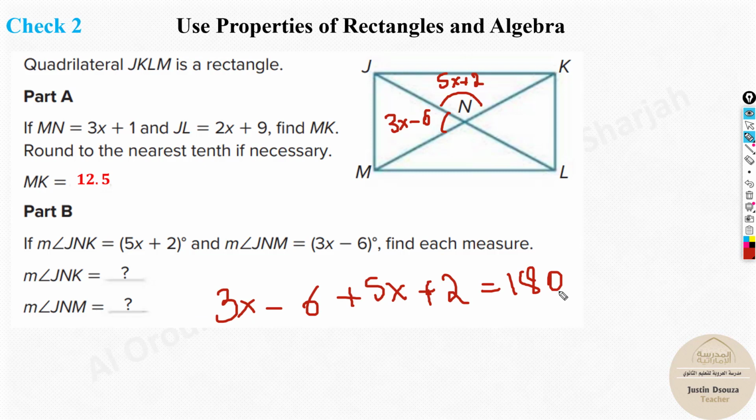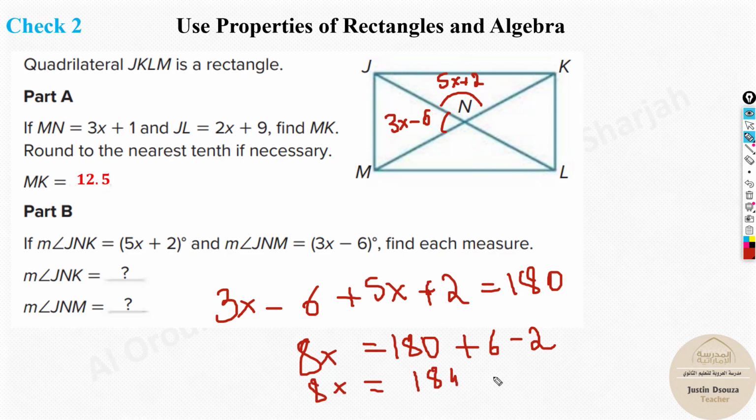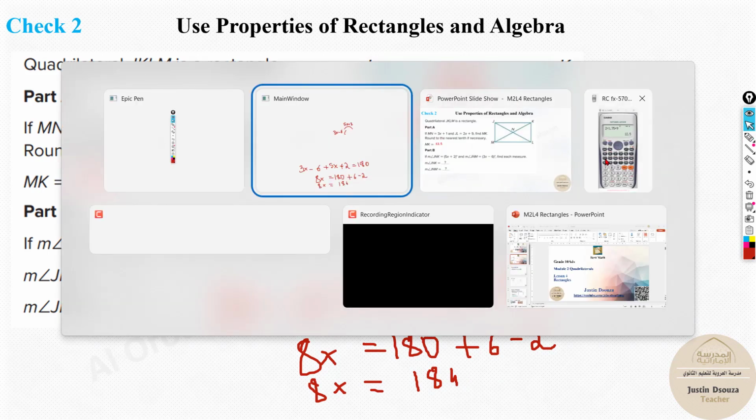And now you can just put in the calculator directly to solve, or we'll do it manually. 5 plus 3 is 8x. Take everything to the other side, it will be 180 plus 6 minus 2. This becomes plus, this becomes minus. It'll become 184 equals 8x. So 184 by 8 would be the answer.